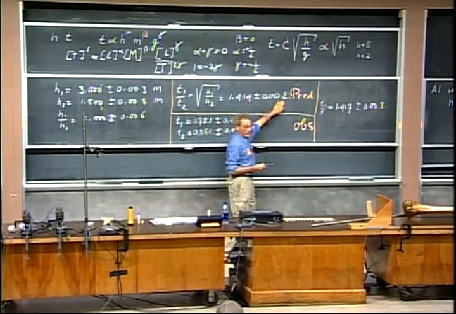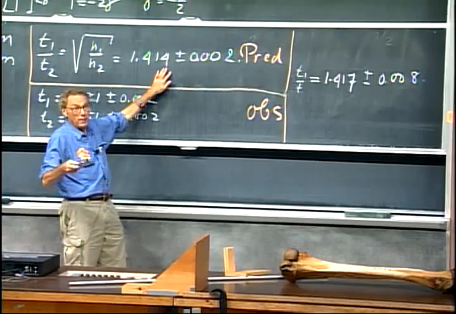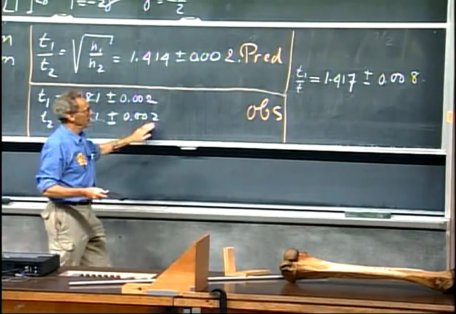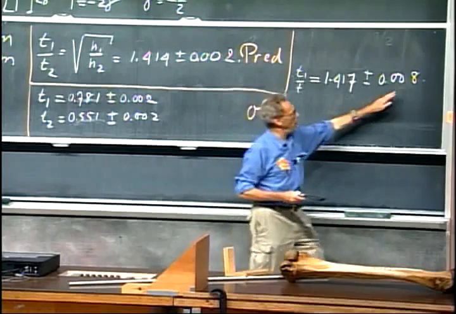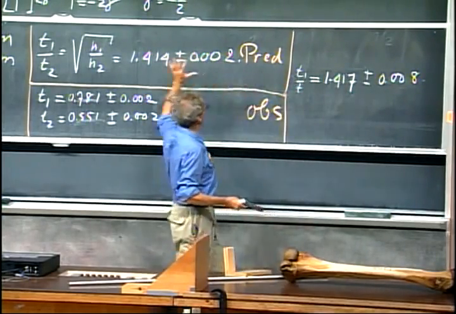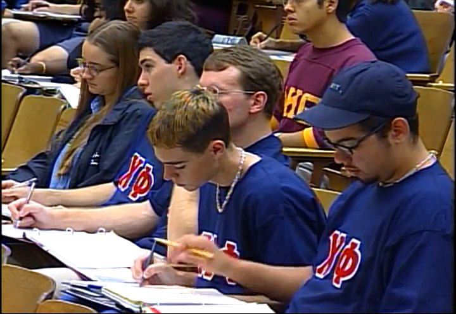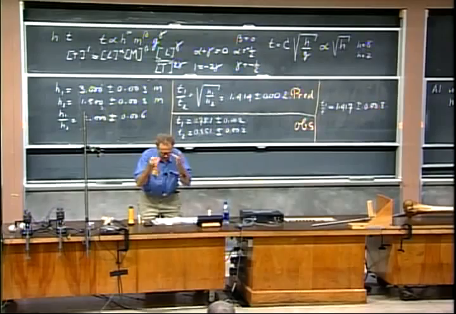Look, the prediction says 1.414, but it could be 1 point, could be 2 higher. That's the uncertainty in my height. I don't know any better. And here, I could even be off by an 8, because that's the uncertainty in my timing. So these 2 measurements confirm they are in agreement with each other. You see, uncertainties in measurements are essential.